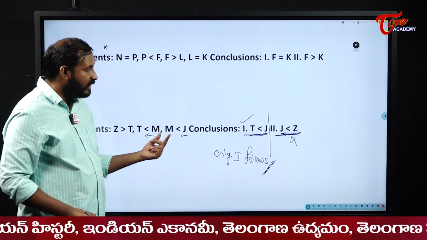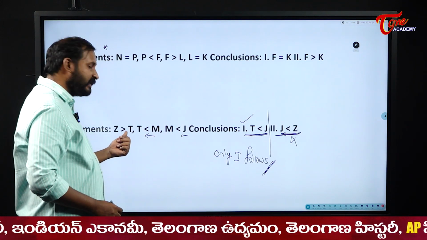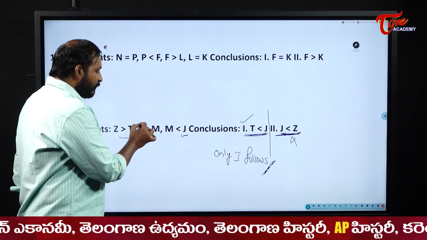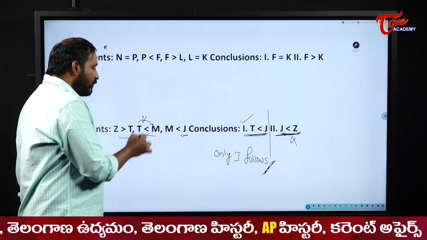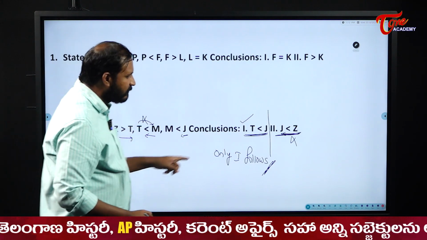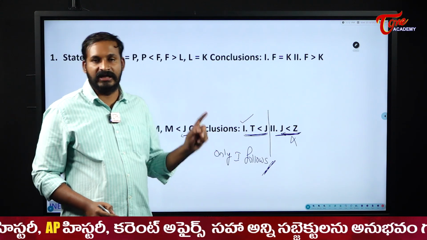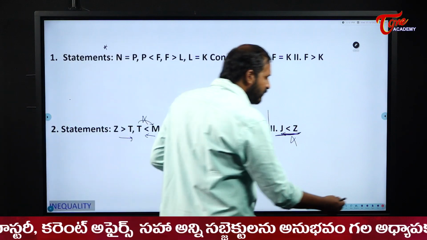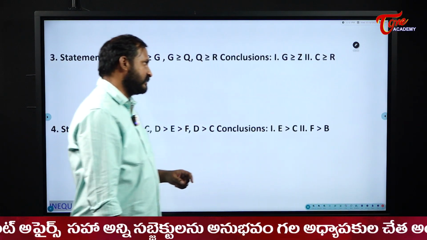Now see the second one. Z to J I should travel. Z to T, yes sir, I can go. But is it possible for me to go from T to M? No. Why? Because this is a closed gate. Because of that reason, my second one is not following the given statements. I will come back to the first one later. Now we will see the remaining questions.